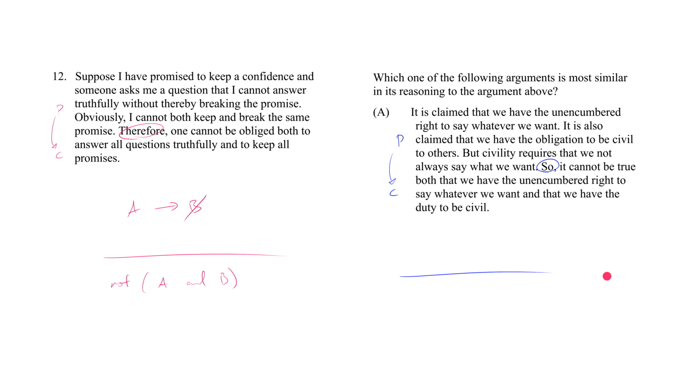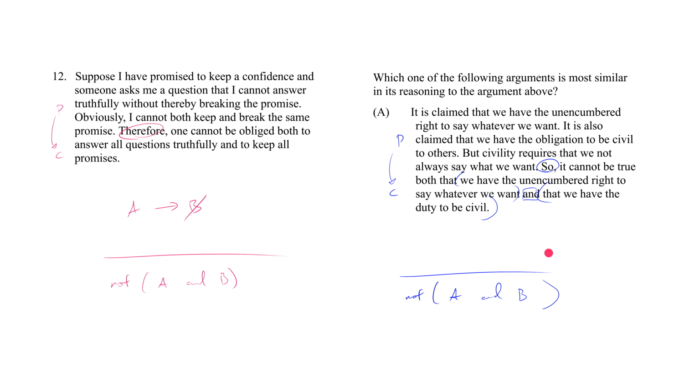Let's start mapping the conclusion. Do you notice that it's actually very similar to this? It cannot be true that, so in other words, not that what? You see an and over here. There's an and, so perhaps this fits the A and B description. It cannot be true that here's the A, unencumbered right to say whatever we want, and here's the B, a duty to be civil. These two things are not compatible.